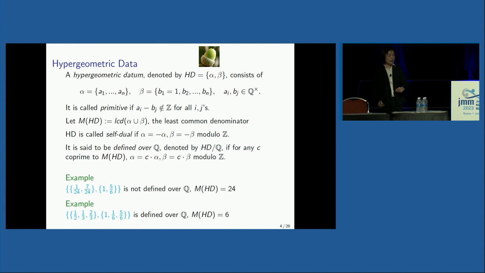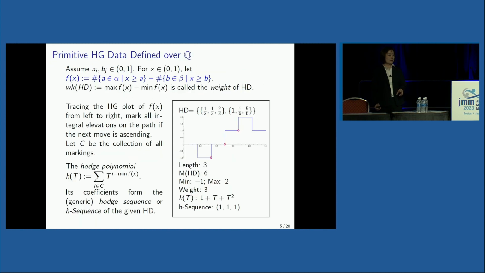With a case like the second example, we will move on to compute what I call the family DNA of the acorn. It is computed in the following way. If you have a primitive hypergeometric datum defined over Q, now both a_i and b_j are within the range from 0 to 1, including 1 but not 0. For any x within 0 to 1, we will consider a function. This function is a step function, which counts how many elements in alpha are less than or equal to x, subtracting how many of those in beta. So we get a step function.